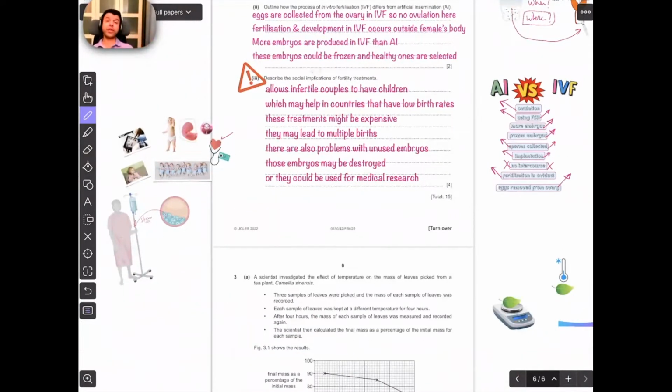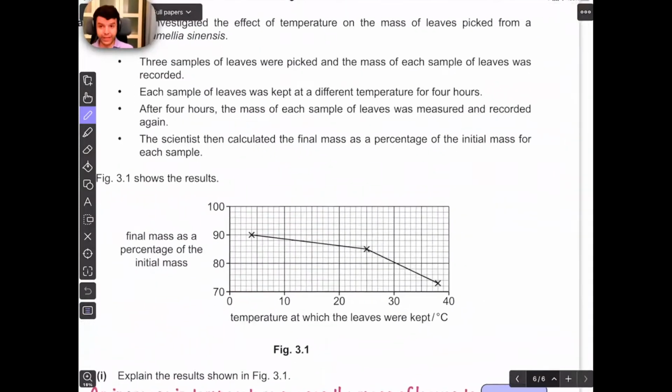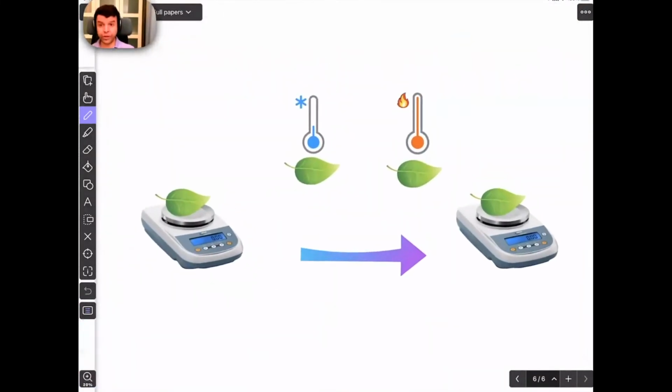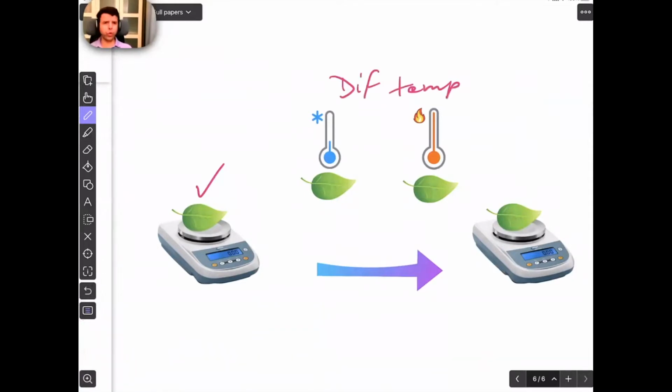Next, question 3 is about plants. So they're asking you about transpiration. They took leaves, let me just summarize. They weighed the leaf at the beginning, and then they exposed them to different temperatures. Some were put in a cooler temperature, some in a hotter temperature, and then they reweighed after that period. They will reweigh the leaf and see what happened to the mass of the leaf.